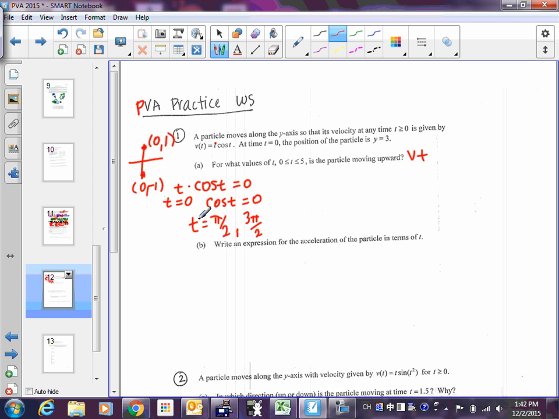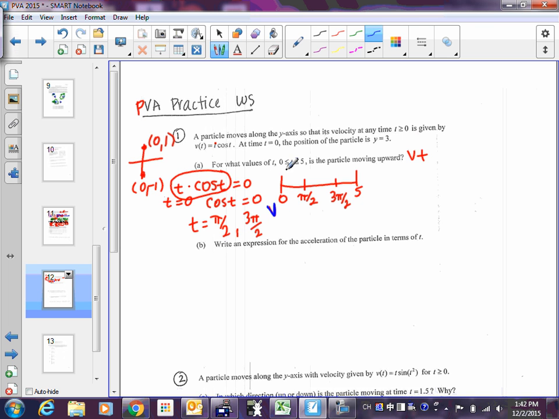All right, so here are my numbers that I'm going to put on my sign chart. Okay, and 0, I already knew that was going to happen, so I'm going to draw my sign chart like this. I'm going to start with 0, I'm going to end with 5, and then pi over 2 and 3 pi over 2 are going to be in here. All right, now we're going to test. Down here, I'm going to test it into velocity. Let me change colors here.